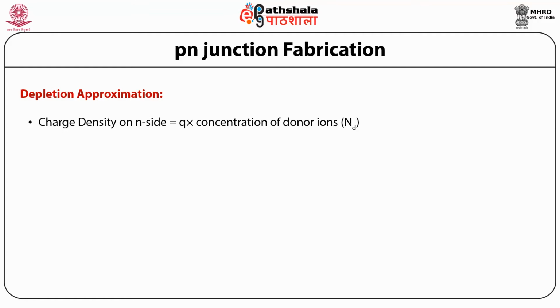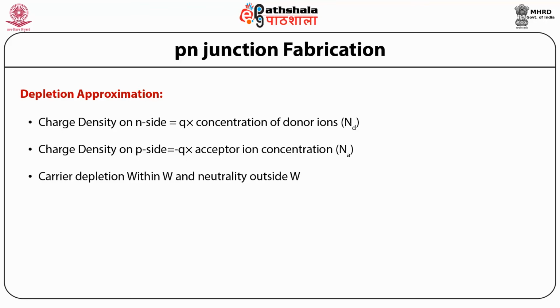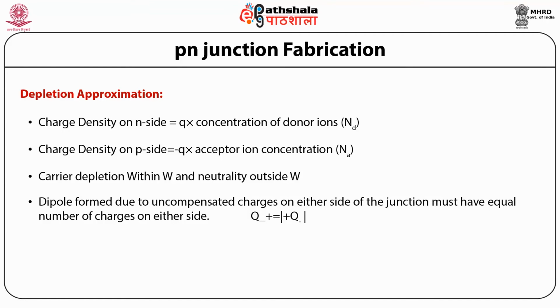the concentration of donor ions, Nd. The charge density on P side is minus Q multiplied by acceptor ion concentration Na. So there is carrier depletion within W and neutrality outside W. A dipole is formed due to uncompensated charges on either side of the junction. We must have an equal number of charges on either side, that is, Q plus equal to modulus of minus Q minus.